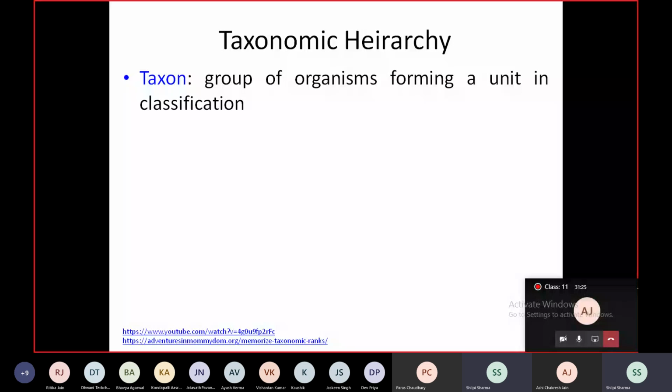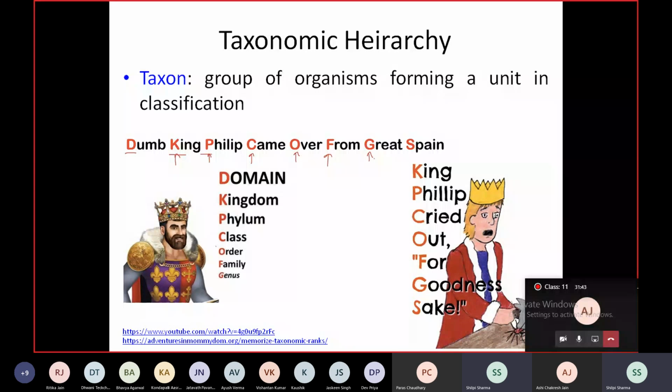When grouping is done into various levels of hierarchy or taxonomic ranks, a taxon refers to the group of organisms in any particular rank. Okay? And so what is this hierarchy? You might be aware of this. There are different levels starting from domain or kingdom to genus and species.